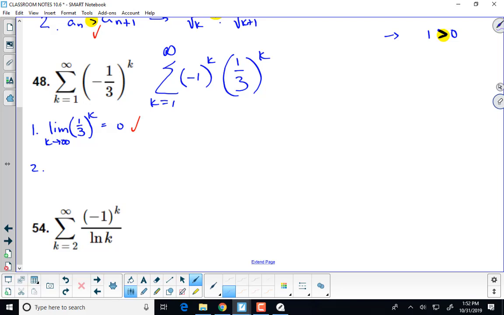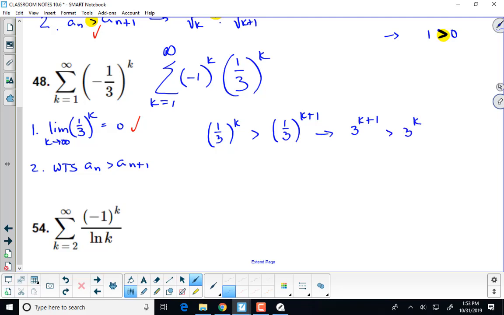Then the next part: we want to show that as we creep out into the tail of the series, things are getting smaller and smaller. So we're just looking at the magnitude of the terms. There's our a sub k. We want to show that it's getting smaller if we go out further. So we're going to cross multiply, and we'll get 3 to the k plus 1 greater than 3 to the k. Cross multiply.